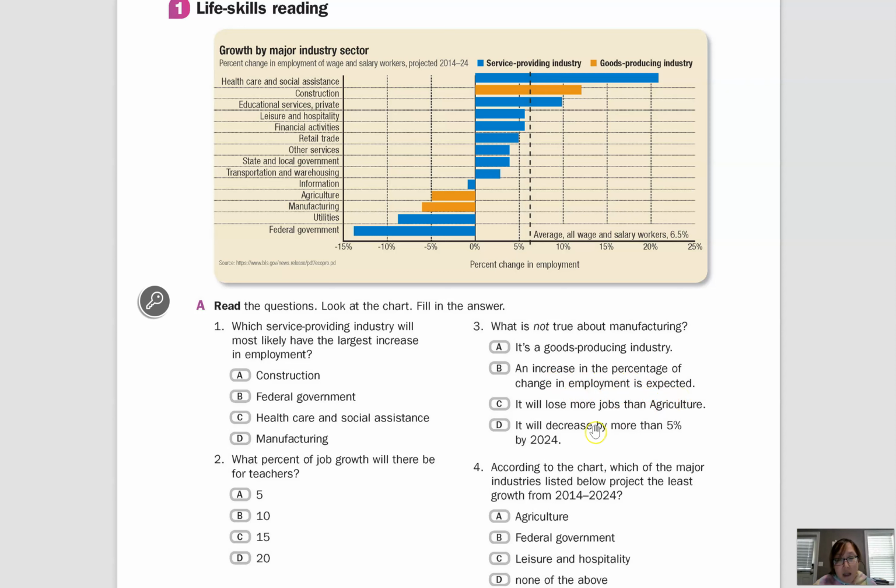Okay, and then number 4. According to the chart, which of the major industries listed below project the least growth from 2014 to 2024? Okay, so if you look here, the least amount of growth is expected for these sectors is in the federal government. In fact, it's a negative growth, minus growth. So we can say, according to the chart, federal government projects the least growth from 2014 to 2024.